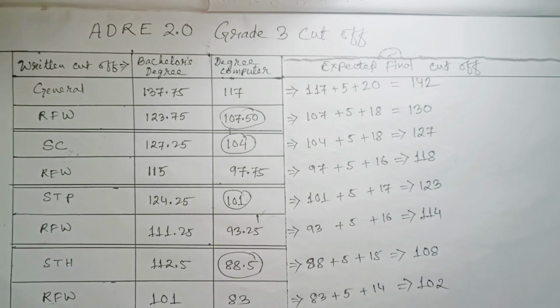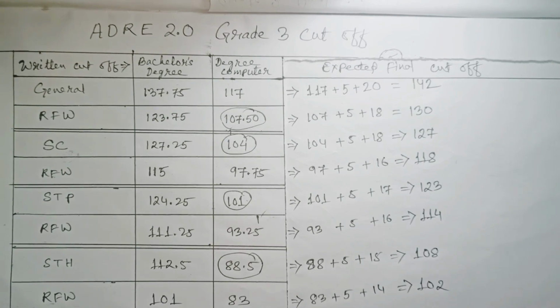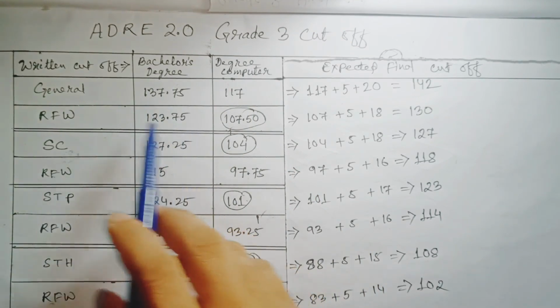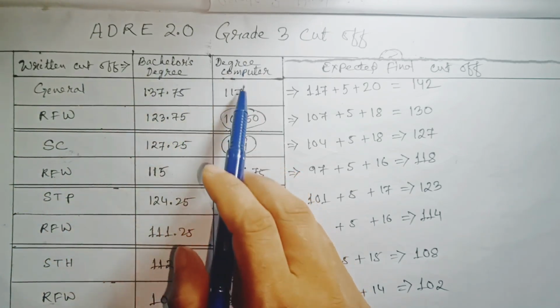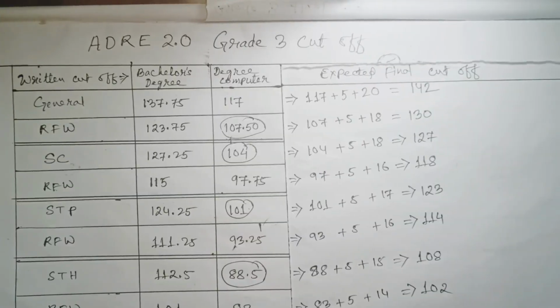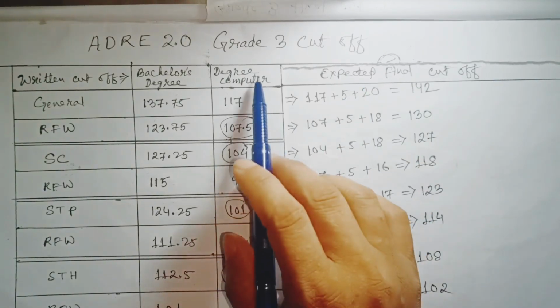So without wasting any time, let's come to the main purpose of this video. Today in this video, we shall discuss the final cutoff for grade 3 of Adre 2.0. We shall discuss the cutoff for bachelor's degree and degree with computer. As you have seen here, I have written the written cutoff for both the bachelor's degree and degree with computer. First of all, we shall discuss the expected final cutoff for degree with computer.